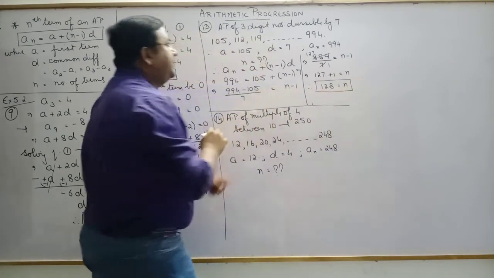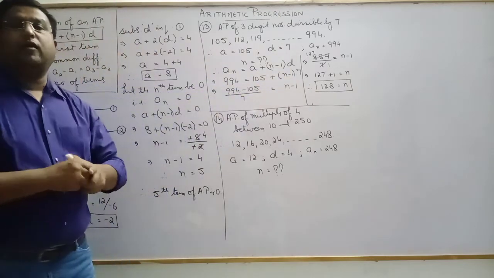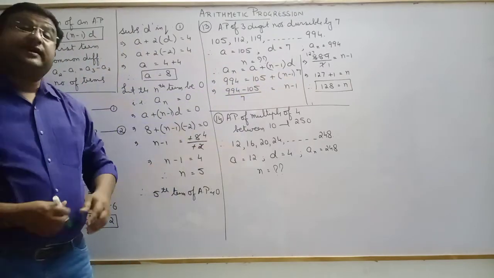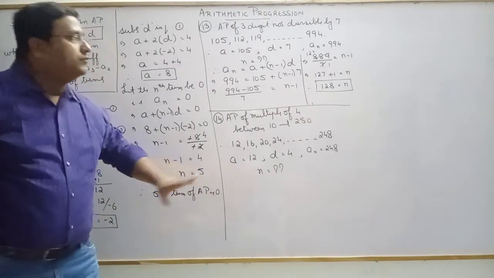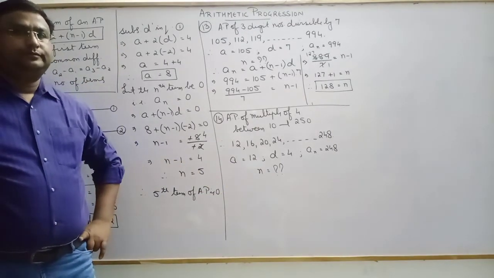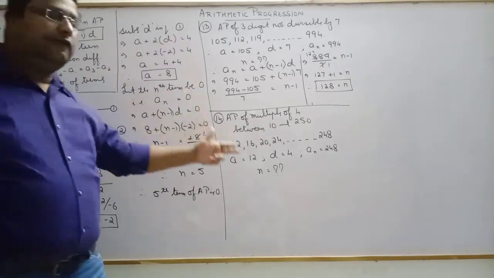How many multiples of 7 are there? 128 multiples of 7 are there, that is of 3-digit numbers. Clear? Any confusion? I hope not. Questions number 7, 8, 9, 13, 14.